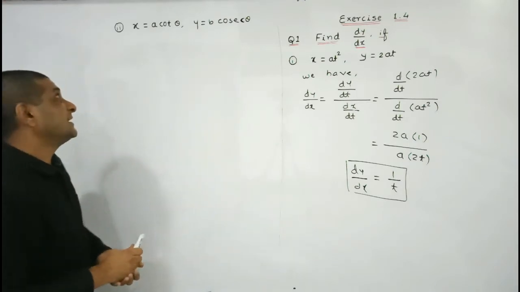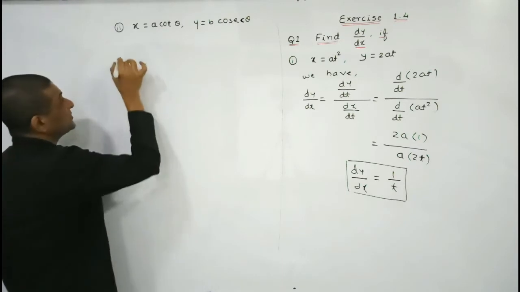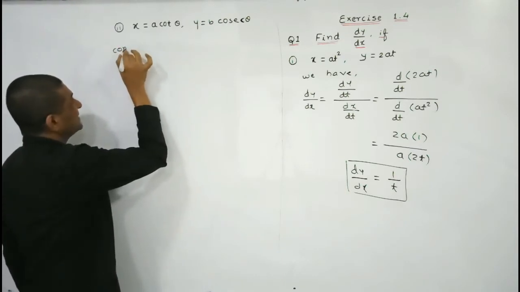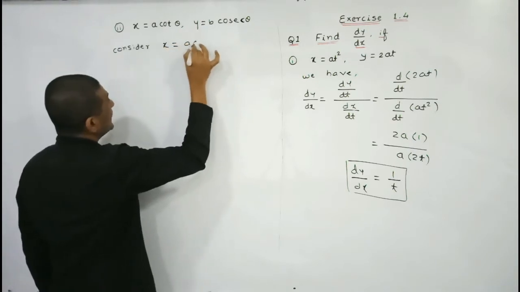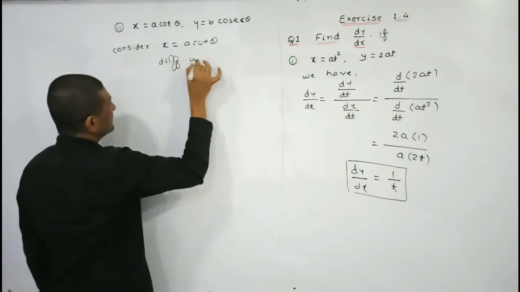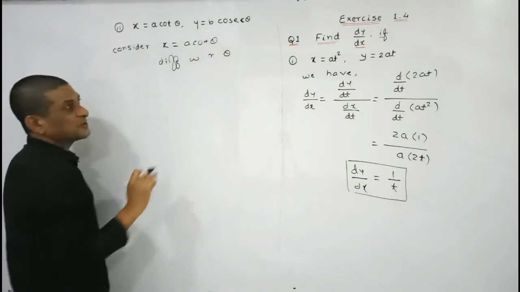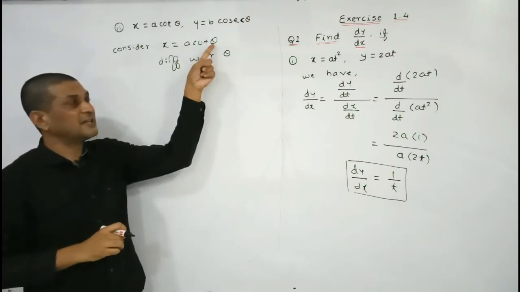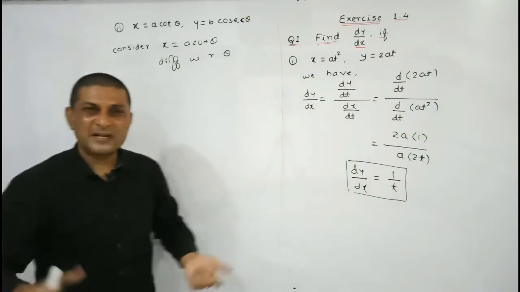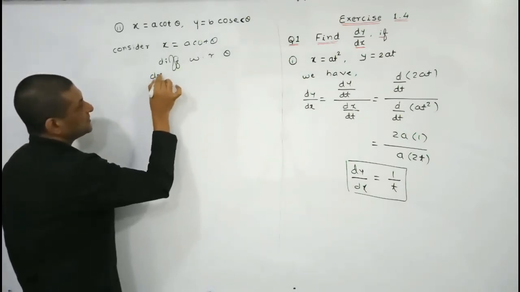So observe, in the second example, the value of x is given, and the value of y is also given to us. First consider the value of x. Consider x is equal to a cot theta. Differentiate it with respect to theta, because here the parameter is theta. In this example, the parameter is what? Theta. A parameter can be denoted by any notation.